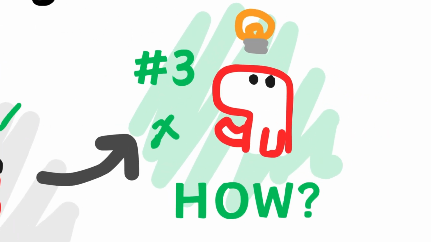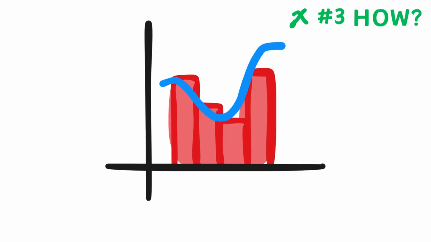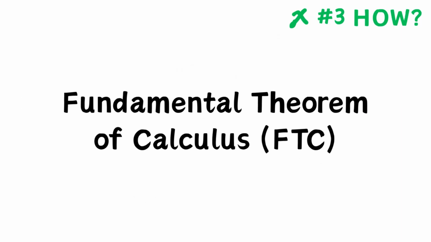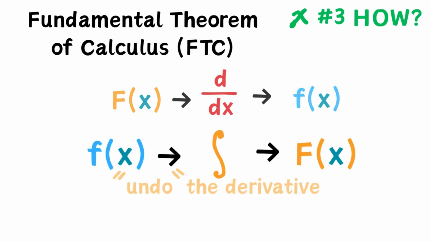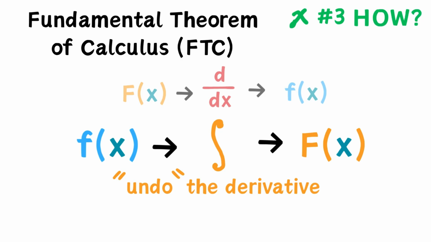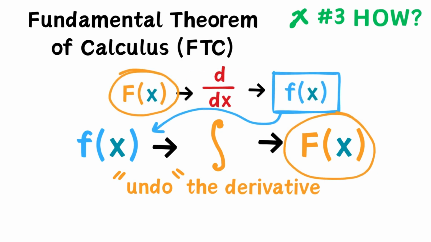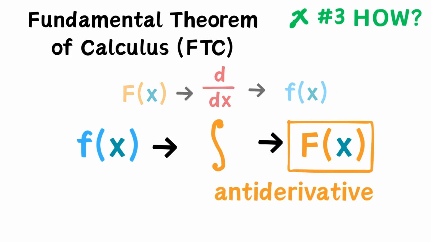Now it's time for the really cool part. How do you actually find the integral? Even though integrals come from adding rectangles, we almost never calculate them that way. Instead, we use a shortcut called the Fundamental Theorem of Calculus, which basically tells us that integration undoes differentiation. So when you take an integral, you're looking for the function whose derivative gives you the original function. This result is called the antiderivative.